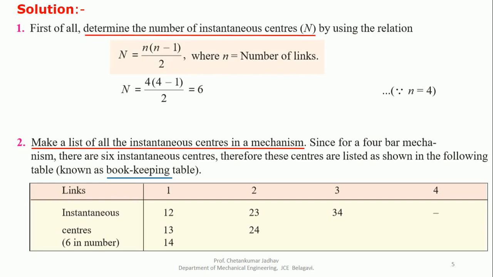Step number 2. Make a list of all the instantaneous centers in a mechanism. By using a method known as bookkeeping method, we can list all the instantaneous centers present in a mechanism. That is I12, I13, I14, I23, I24 and I34.